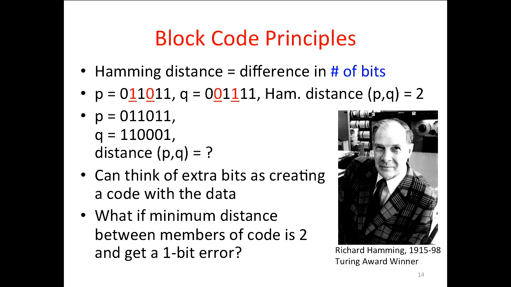We'll pick those. And what if the minimum Hamming distance between legal words is 2? So we're going to make sure they're at least 2 apart. And you get a 1-bit error. First of all, if you have a word that has a 1-bit error in it, what do you know about that word? If you have a Hamming distance of 2 between all the legal words, and you get a 1-bit error on a legal word, what do you know about the resulting word with the error in?